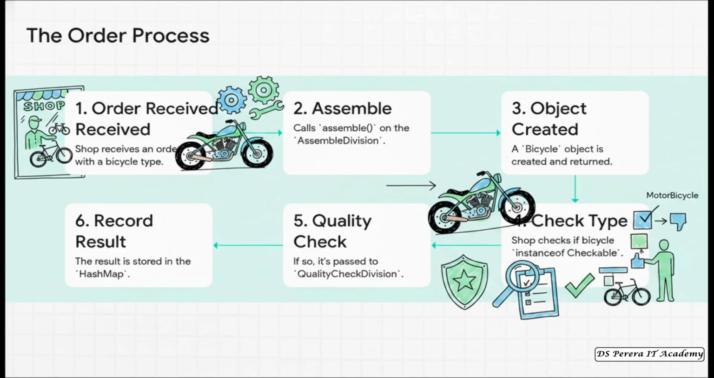If it's a motor bicycle, this is true. 5. The object is passed to the quality check division. This right here is polymorphism in action. The method accepts any checkable object, not just one specific type. And finally, 6. The result gets stored in our hash map.